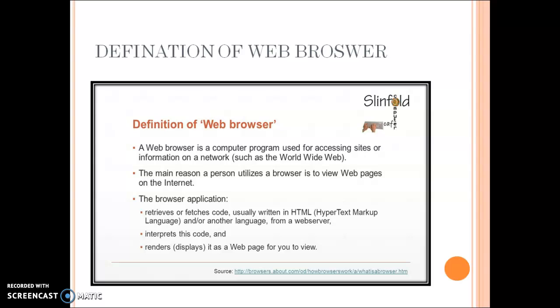Definition of web browser. A web browser is a computer program used for accessing sites or information on a network such as the World Wide Web. The main reason a person utilizes a browser is to view web pages on internet.